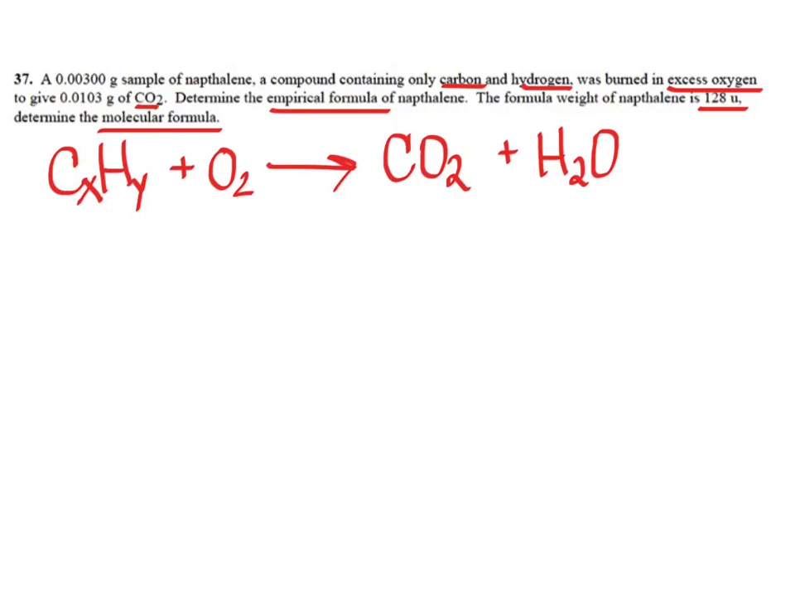A 0.00300 gram sample of naphthalene. I don't know what the formula for naphthalene is, but I know that we have 0.00300 grams of it. It's burned in excess of oxygen, so oxygen is not part of this right now. When it is burned in oxygen, it gives how much carbon dioxide? 0.0130 grams of carbon dioxide.